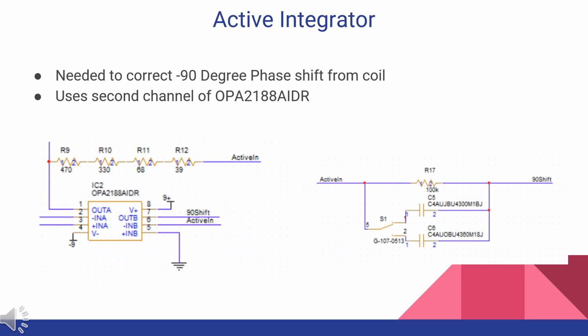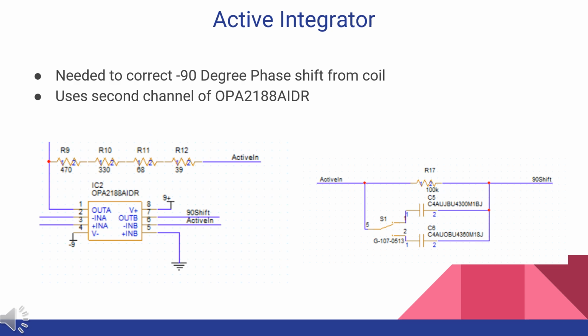The next circuit is the active integrator, and this is needed to correct for the negative 90-degree phase shift that is caused by the Rogowski coil. This uses the second channel of the OPA2188 from the primary amplifier. In order to correct the 90-degree phase shift, it goes into another amplifier that uses capacitors and resistors in parallel to change the rise time value so it can be corrected.